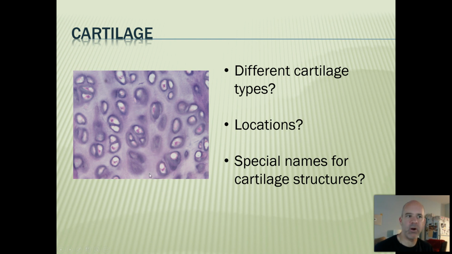Other locations for cartilage, you have elastic cartilage, the pinna, the outer part of the ear. It's elastic so it can rebound when you fold it over. You've got fibrocartilage in the discs between your vertebrae along your backbone.